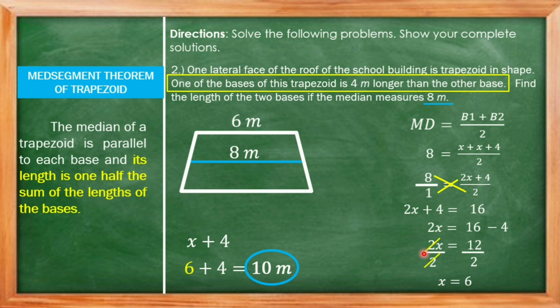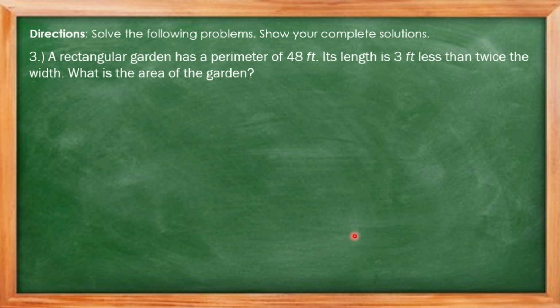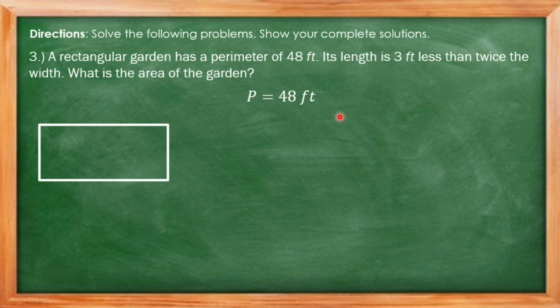Next, let's proceed to problem number 3. A rectangular garden has a perimeter of 48 feet. Its length is 3 feet less than twice the width. What is the area of the garden? Okay, so let's draw first a rectangle. Kasi rectangular garden. So, rectangle and yung perimeter daw niya is 48 feet. Tapos, ang length niya ay, syempre, itong mahaba. So, ang length niya ay 3 feet less than twice the width.